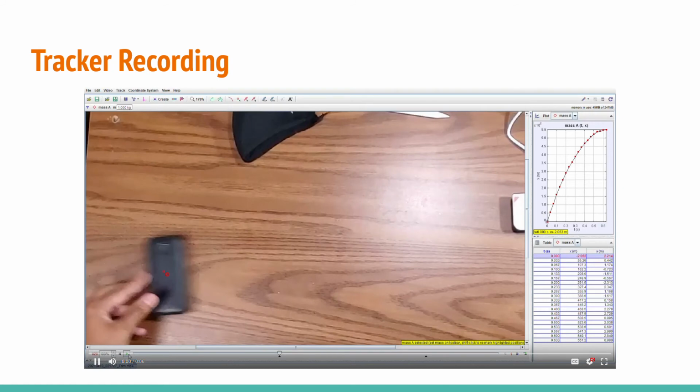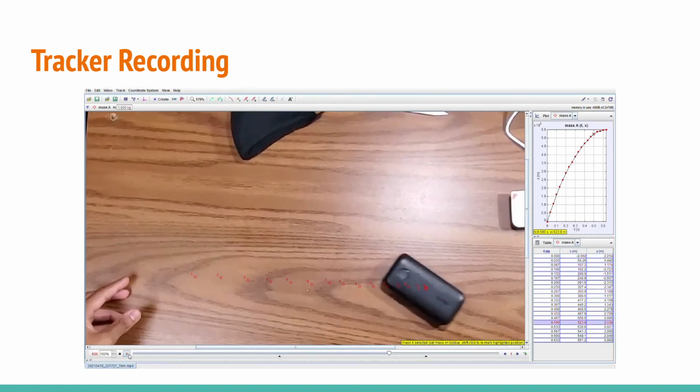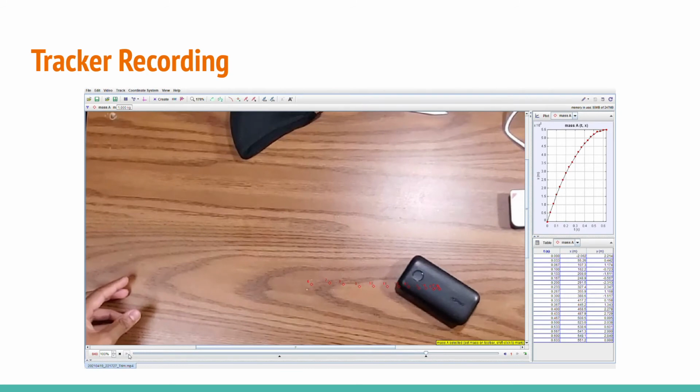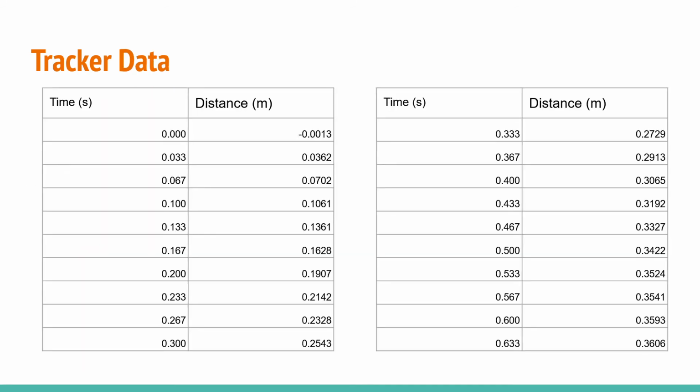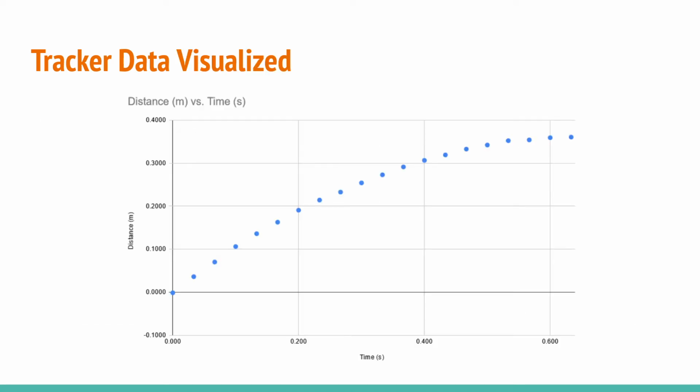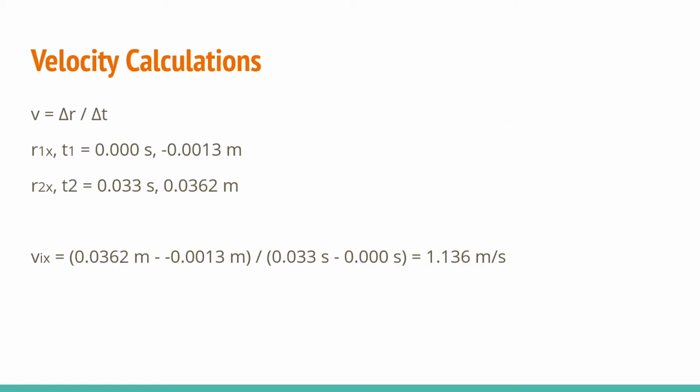Here's our tracker recording. Here's the tracker data laid out. Here's the tracker data in a graph form, making it easy to see. Here are the velocity calculations.